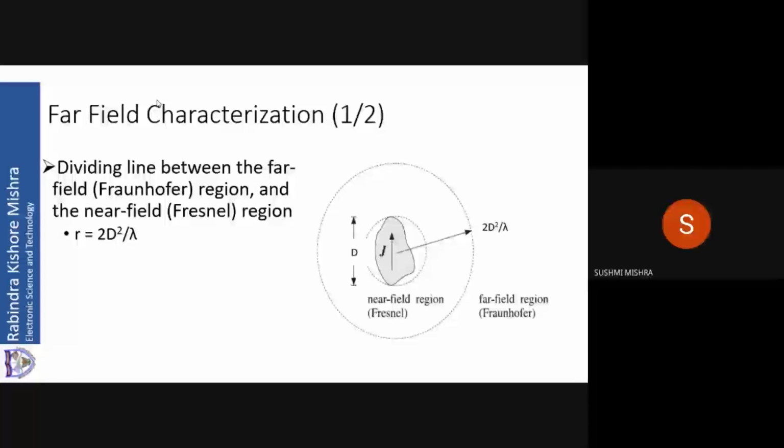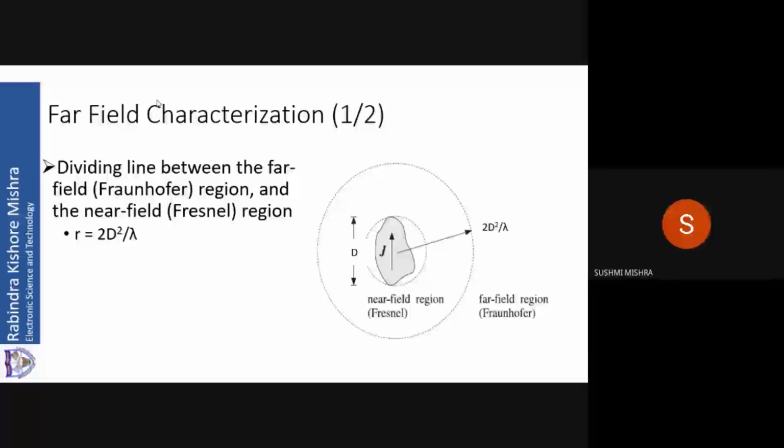So for characterization, you have to look into this. On the right hand side, you can see the picture in which we are dividing the two zones, the far field region and the near field region, using this expression. The field source is J, which is enclosed within a volume whose extension is capital D. From that source, we draw a radius of 2D square by lambda. So beyond 2D square by lambda will be my far field.